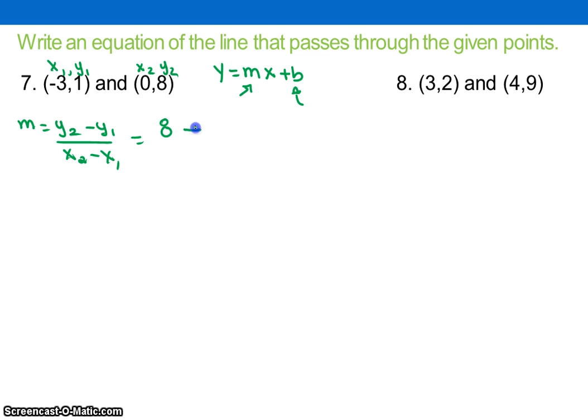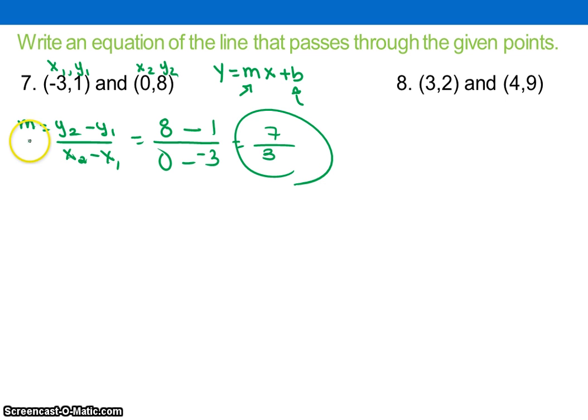y2 is 8, and we're going to subtract off our y1, which is 1. My x2 is 0, and I'm going to subtract off a negative 3, and a negative makes it a positive. So I have 8 minus 1 is 7 over a positive 3. So now I have my slope. I still don't have my b.